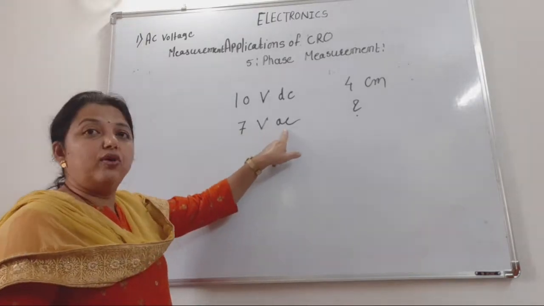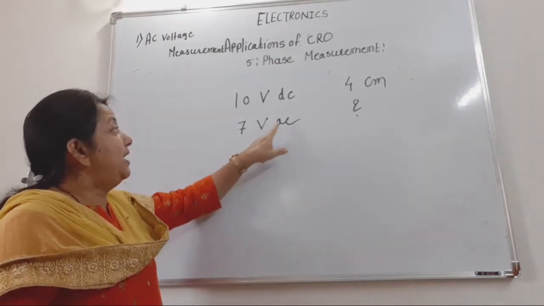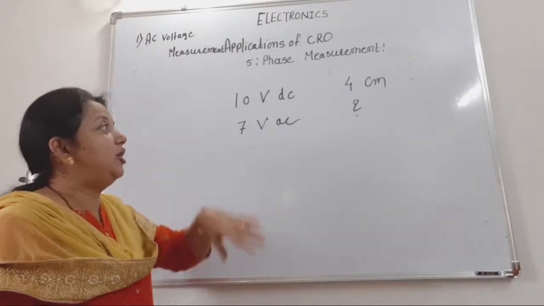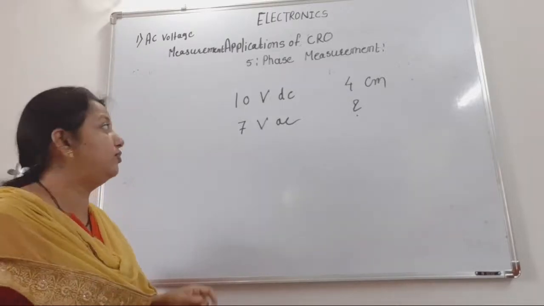7 volt AC. Okay, Sankalp. 7 volt AC is applied. What is the overall displacement of that electron beam? That we have to calculate.